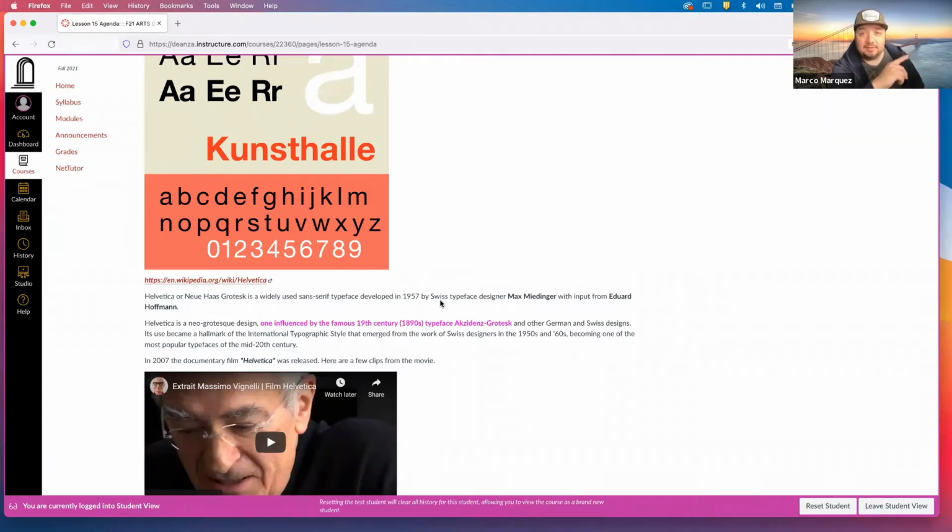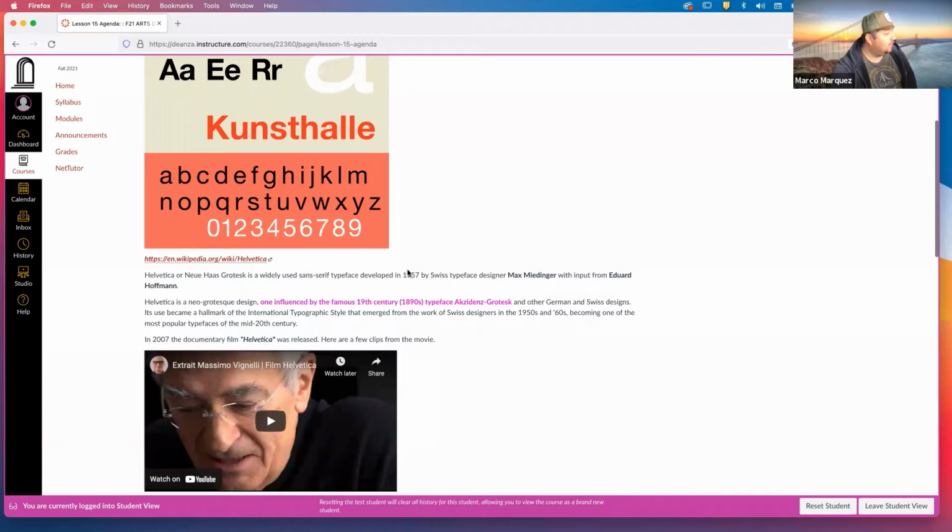So a lot of sans serifs or fonts that didn't have decorative elements were used during that period. And you'll notice that a lot of our current design language actually echoes or borrows from that from a corporate standpoint. With that being said, you can read a little bit about Helvetica through this link.